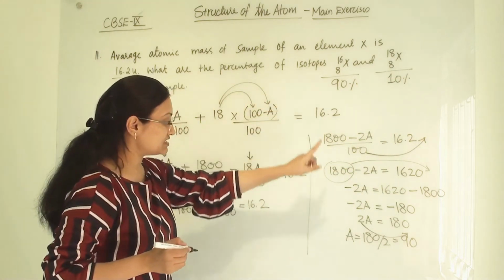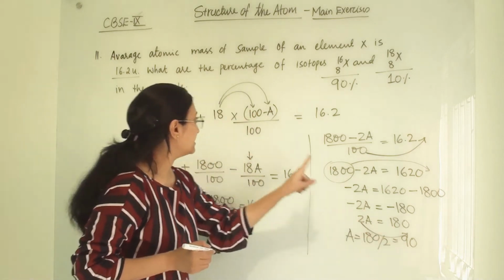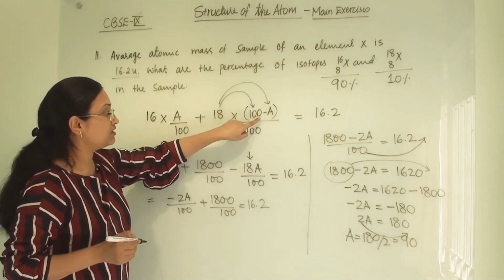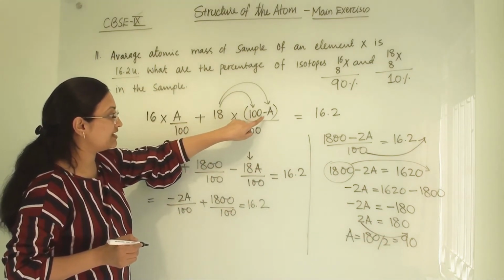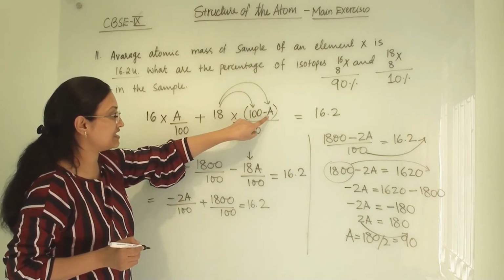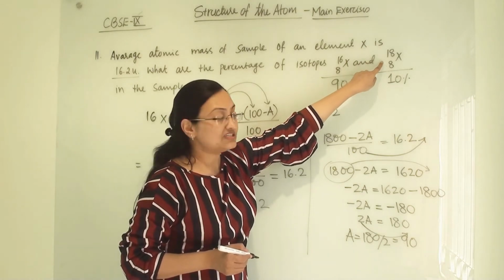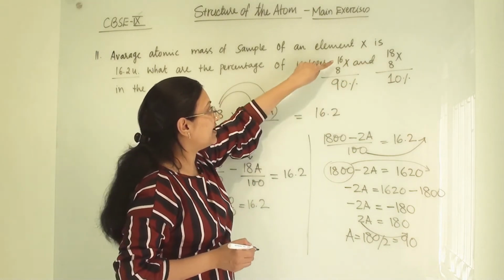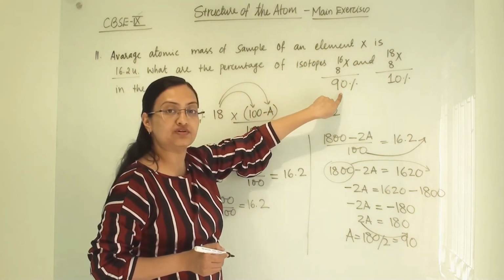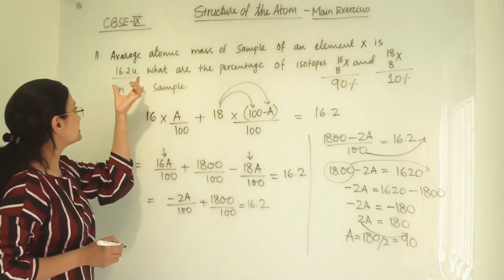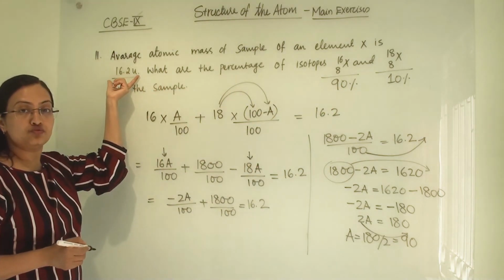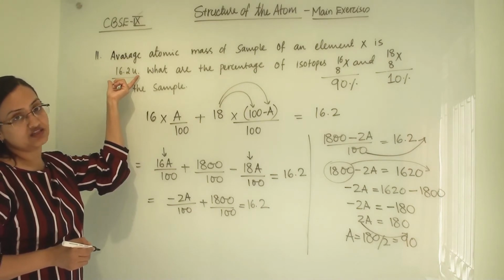How did we get this? Because A is 90. Here 18 we have counted as 100 minus A. So 100 minus 90, so this is 10. So the mass number 18 has 10% share and mass number 16 has 90% share in this 16.2 average mass unit.